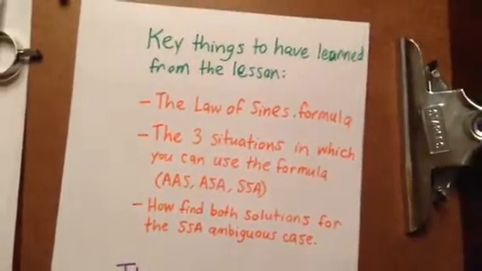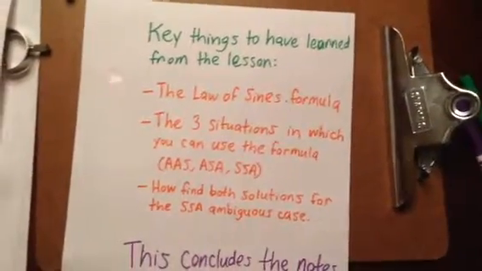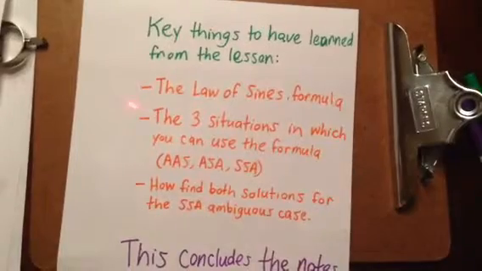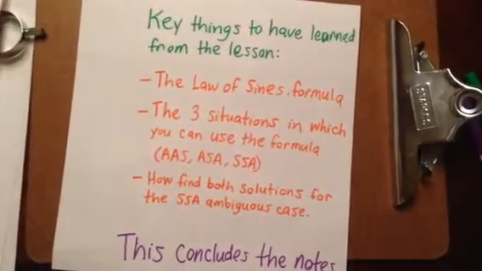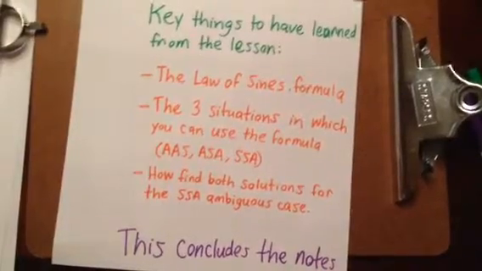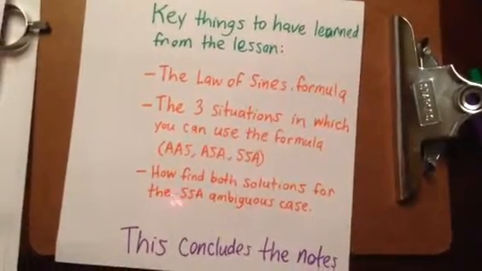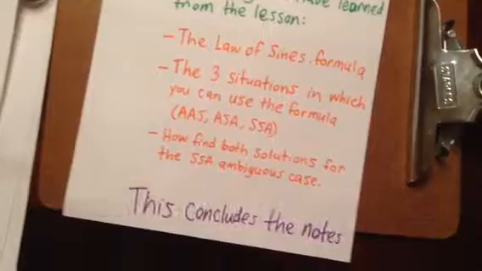After this lesson, the key things that you should have learned are the law of sines formula, the three situations in which you can use the formula, ASA, AAS, and SSA, and how you can find both solutions for the SSA ambiguous case. Thanks for watching, and this concludes the lesson.